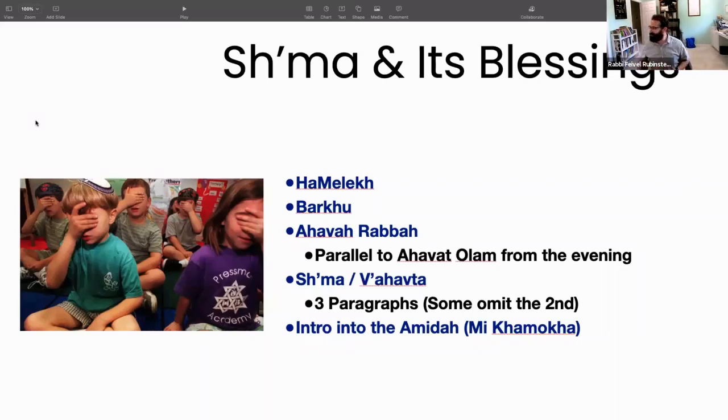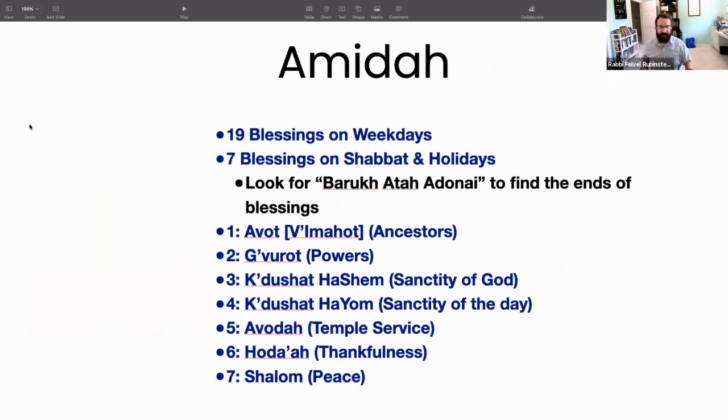Lovely community. And then intro to the Amidah, the Mi Chamocha, right, getting ready. There's some additional things that might be put in there, etc. But generally speaking, up to this point is roughly the same as any other part of the service. So let's get into the Amidah, because the Amidah is the first part where we see a big distinction. Now, normally during the weekday, the Amidah has 19 blessings in it total. It's got 7 blessings on Shabbat and holidays.